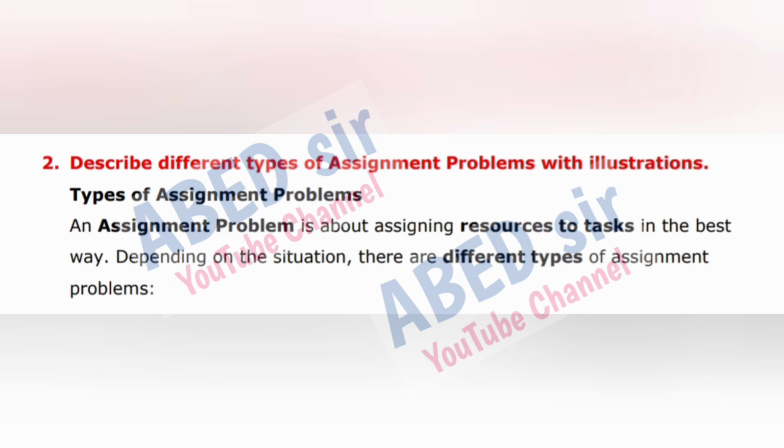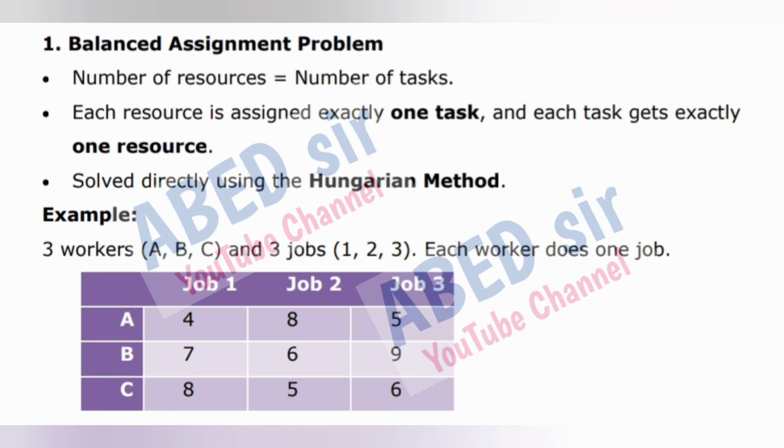Types of assignment problems. An assignment problem is about assigning resources to tasks in the best way. Depending on the situation, there are different types of assignment problems. 1. Balanced assignment problem. Number of resources is equal to number of tasks. Each resource is assigned exactly one task, and each task gets exactly one resource. Solved directly using the Hungarian method.